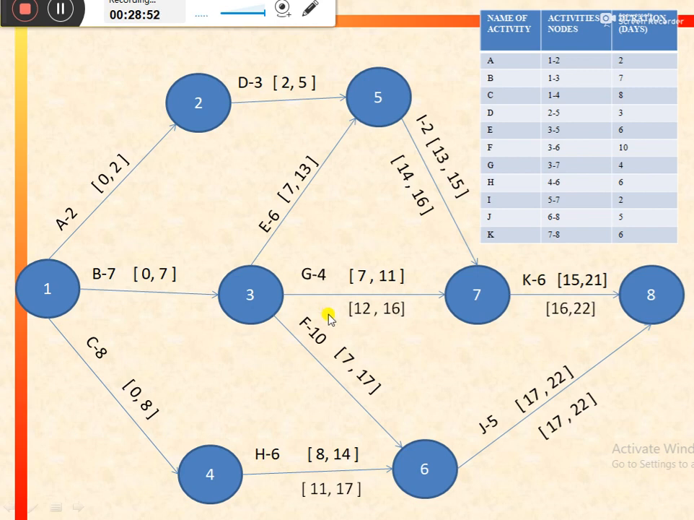Now we would come to activity F. So for activity F, the following activity is J, and for activity J the latest start is 17. So it would be the latest finish for activity F.